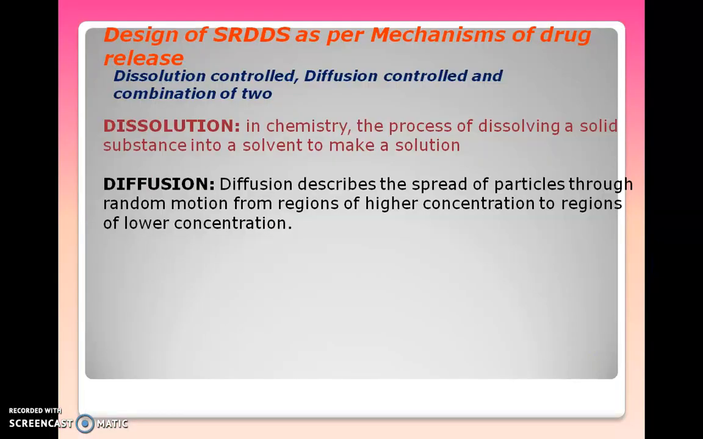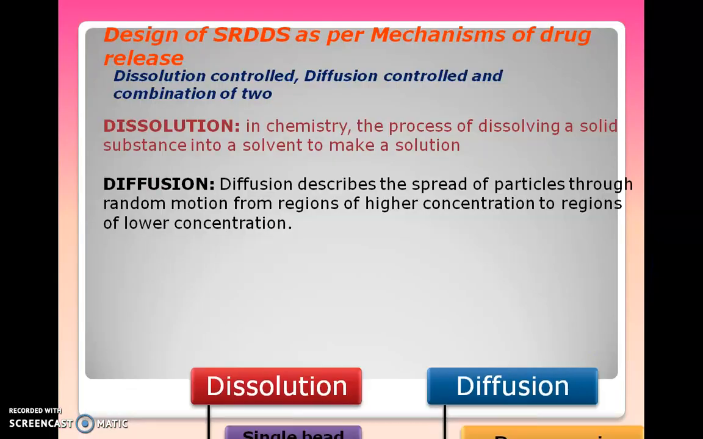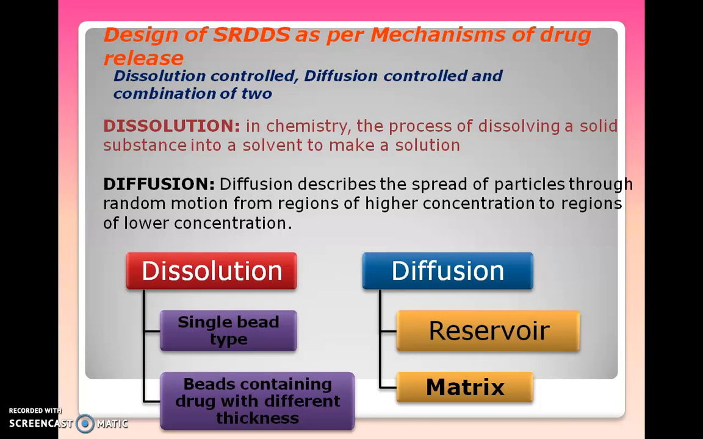In this presentation we will see the design of sustained release drug delivery system as per the mechanisms of drug release. So how the drug releases from the dosage form, accordingly sustained release dosage form can be divided into diffusion control SRDDS, dissolution control SRDDS, and combination of two, that is dissolution control and diffusion control systems.